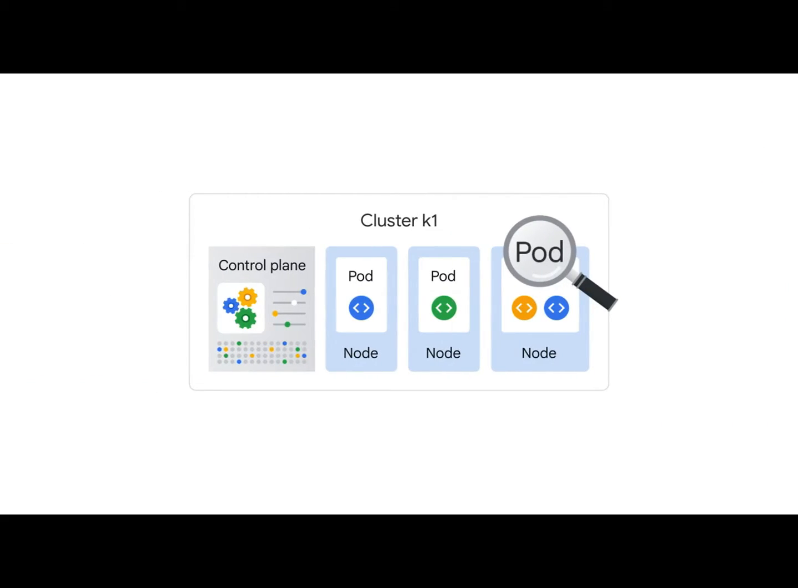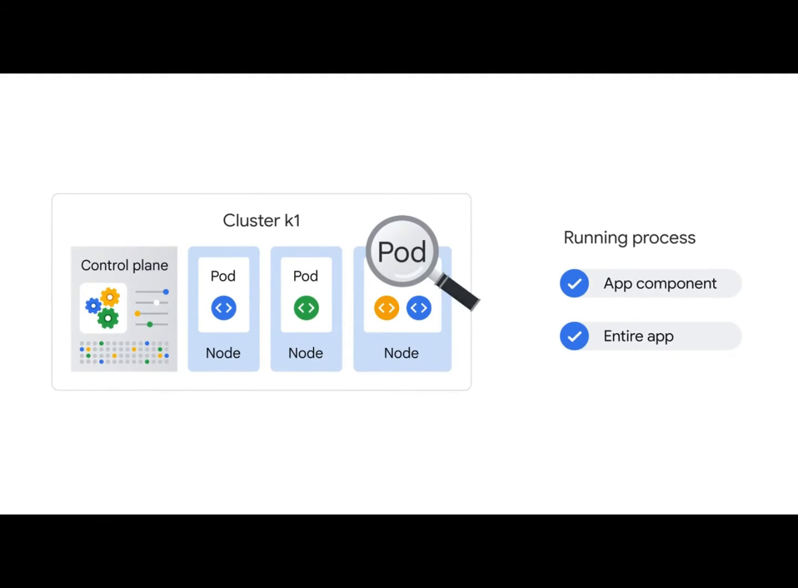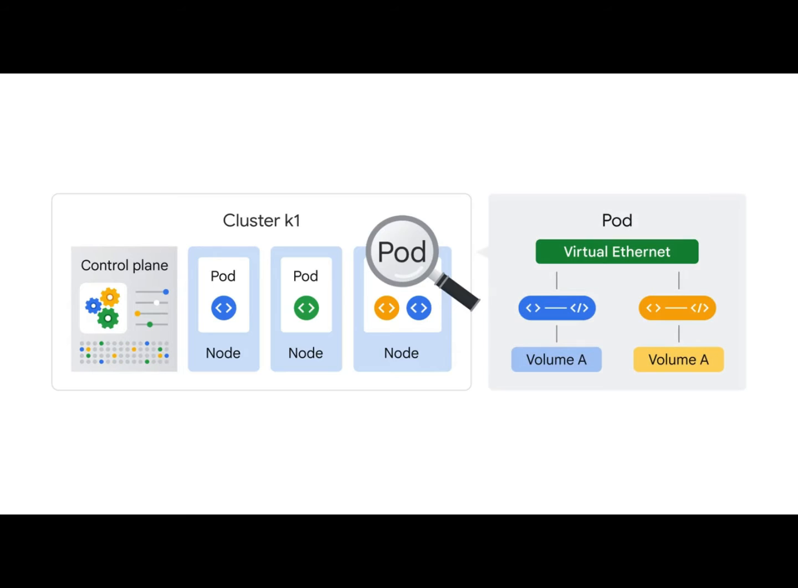Deploying containers on nodes by using a wrapper around one or more containers is what defines a pod. A pod is the smallest unit in Kubernetes that you can create or deploy. It represents a running process on your cluster as either a component of your application or an entire app. Generally, you only have one container per pod.